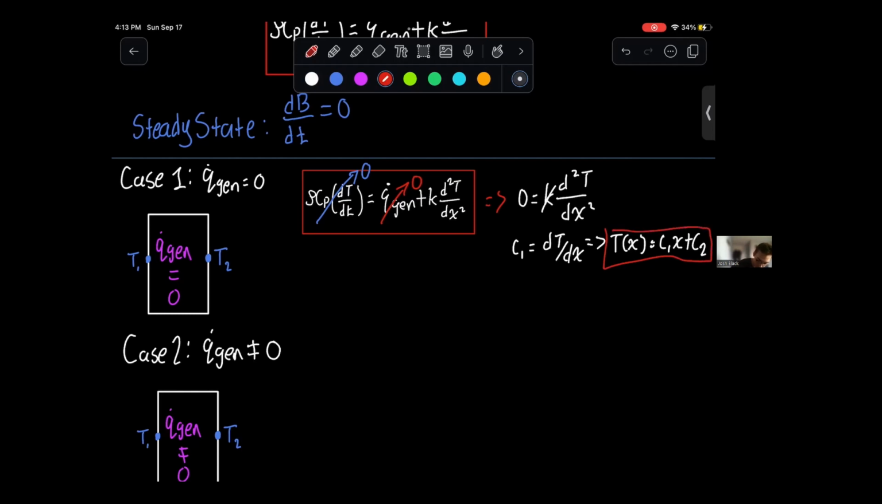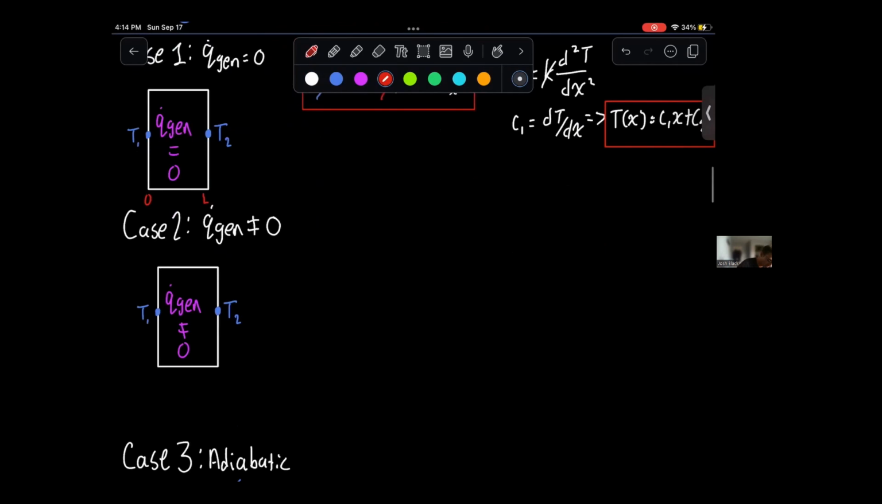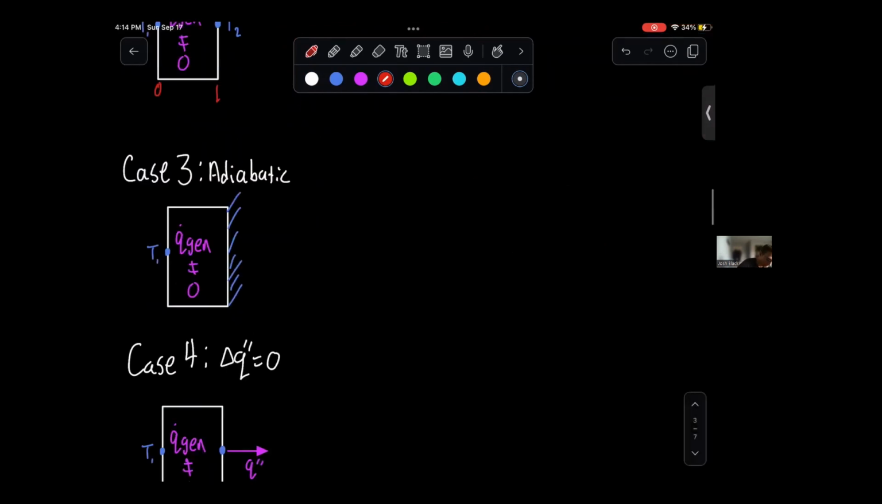Having no Q gen, this is the equation you're going to end up with. Not bad, right? You integrate once, you get c1, integrate twice, c1 is multiplied by x, you get c2. Cool. Now we have to worry about some boundary conditions. These boundary conditions, what's happening at x equals 0 and what's happening at x equals L, are going to give us what the constants are. So remember, we have 0 and L. This goes for all of these cases.